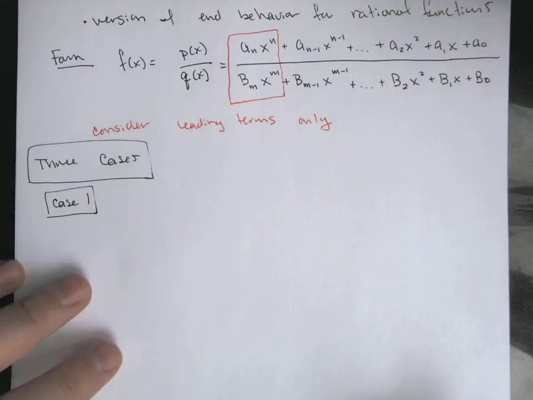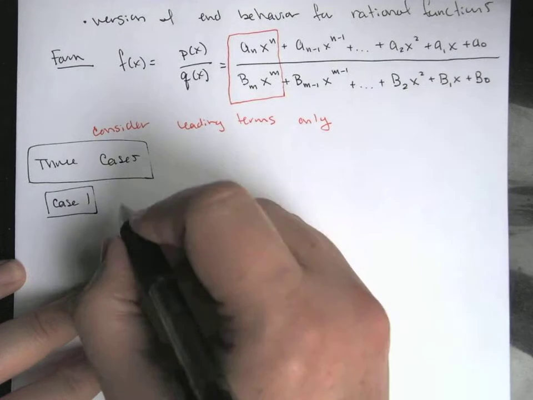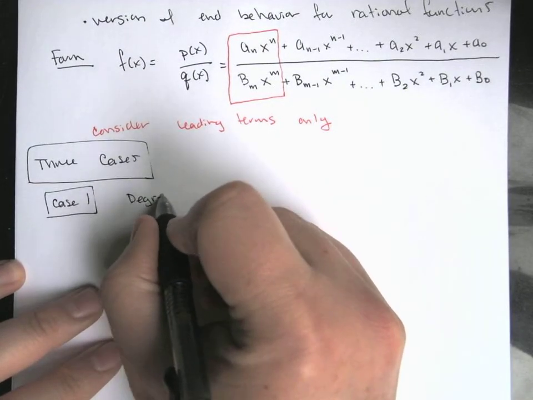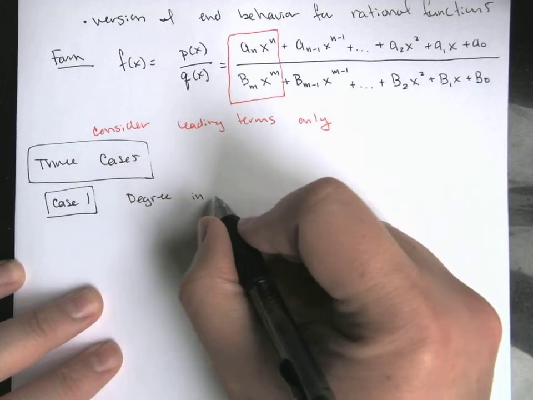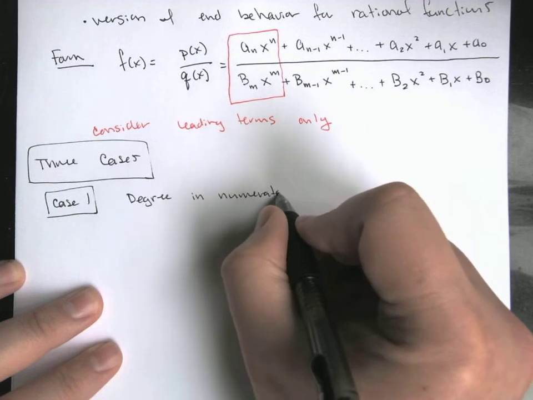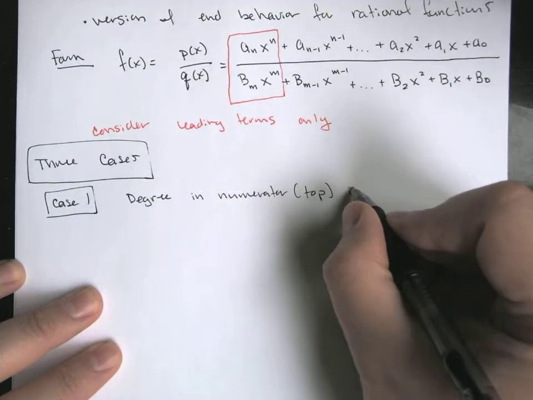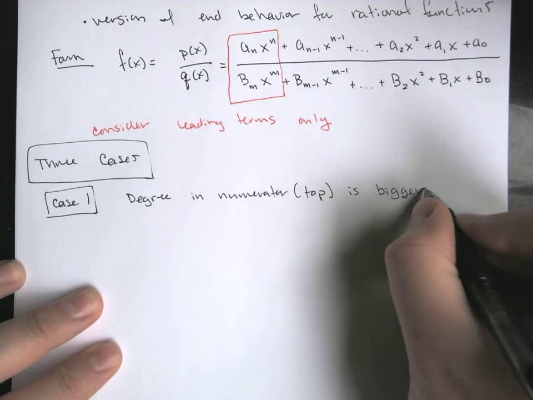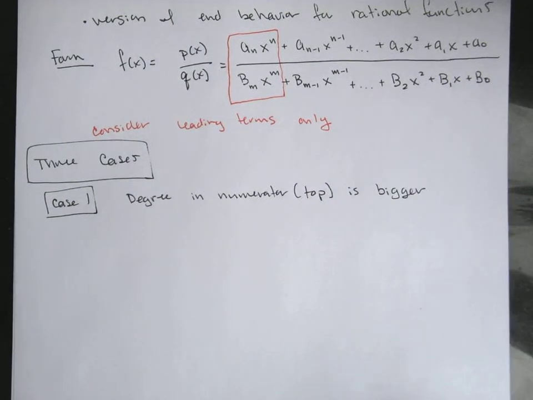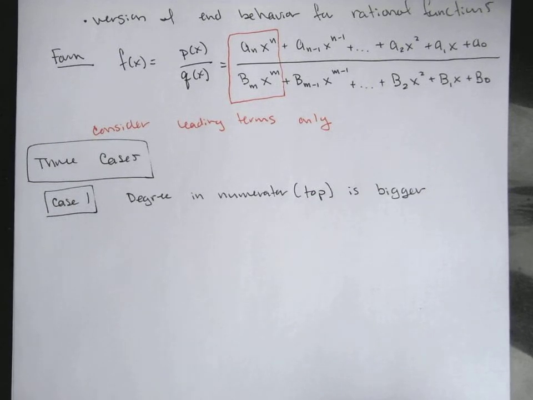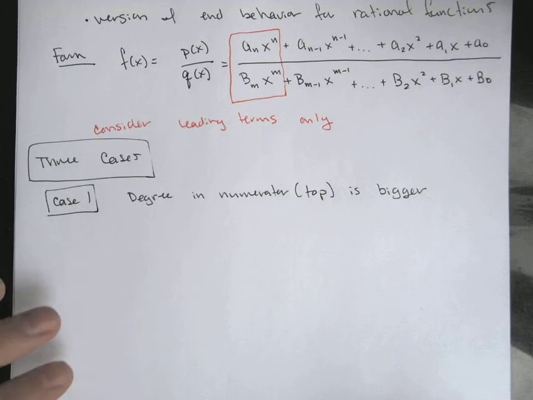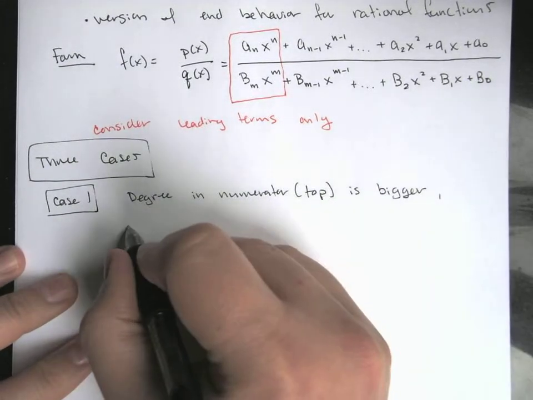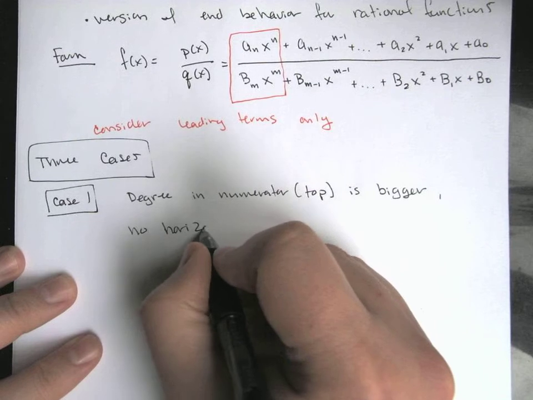Let's do the degree is bigger on top. Let's do degree in the numerator, which is top, is bigger. That is the end behavior that most closely matches the end behavior we had for our regular polynomials, which is just that we're going to get no asymptote, no horizontal asymptote, I should say.